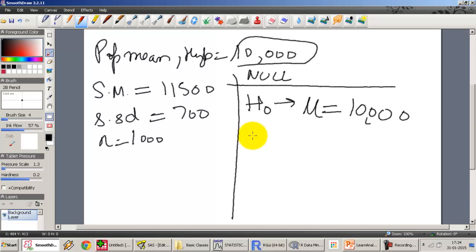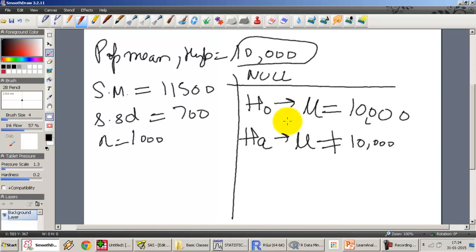Then we formulate something known as the alternative hypothesis. What would happen if the null hypothesis is wrong? I call H naught the null hypothesis, and HA the alternative hypothesis. The alternative hypothesis is always the exact opposite of the null hypothesis. So in this case, the null hypothesis says that the average income is 10,000. Therefore, the exact opposite is that the average income, or the population mean, is not 10,000.